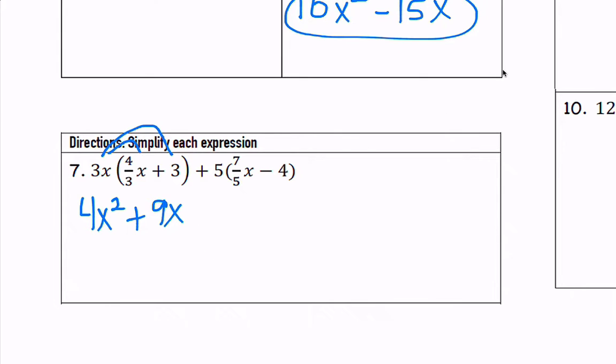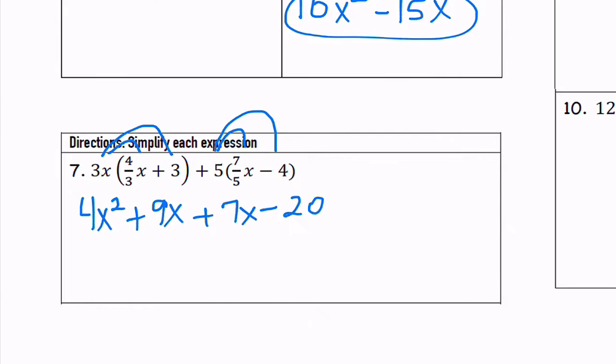Okay, so let's distribute again. Now I'm going to distribute the 5. 5 times 7 over 5x is going to give me a positive 7x. I'm only putting one x because there's only one x between these being multiplied. And now I'm going to take 5 and multiply it by negative 4. 5 times negative 4 is a negative 20. Notice, guys, I don't have an equal sign anywhere. There was no equal sign given to me, so I'm not going to create one. All I can do is simplify it.